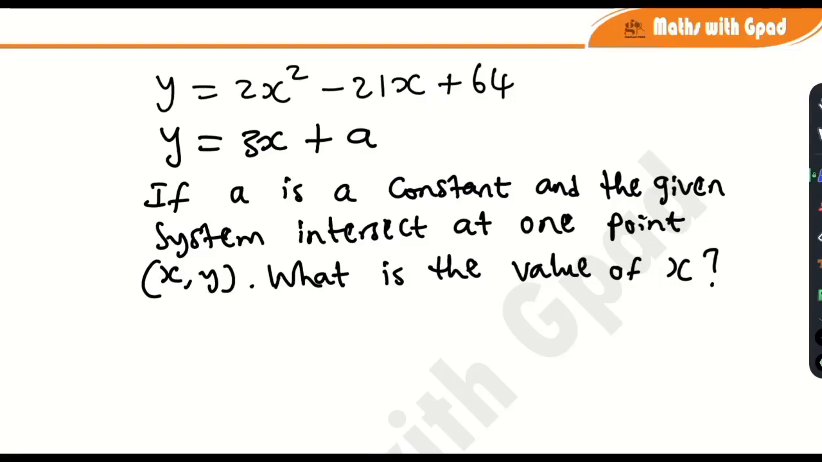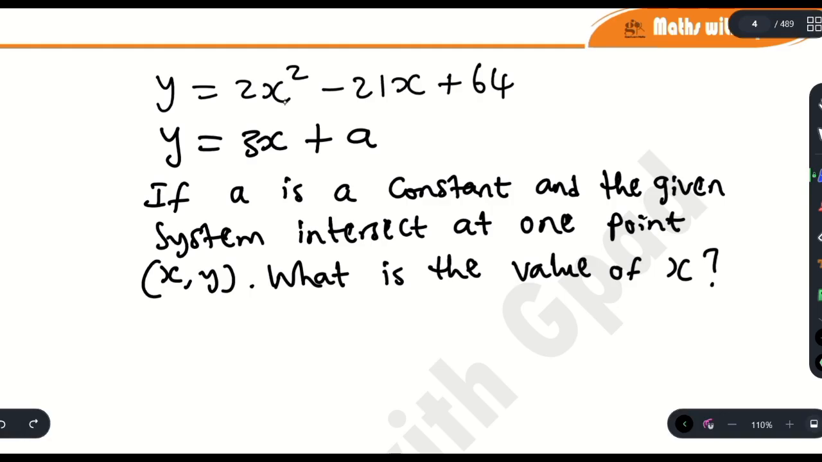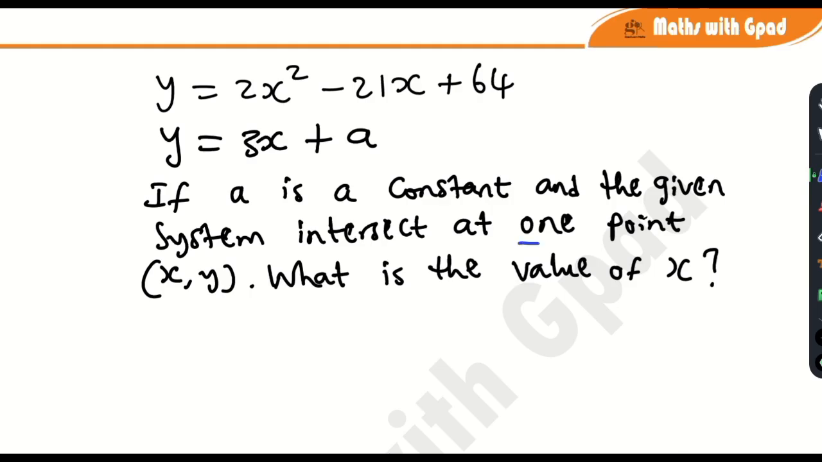Hello people, let's solve this question which says y is equal to 2x squared minus 21x plus 64, y is equal to 3x plus a, if a is a constant and the given system intersect at one point. Emphasis on this one point, at one point, x comma y. What is the value of x? Now look at the two equations. This is a quadratic equation, while this is a linear equation from what we were told.